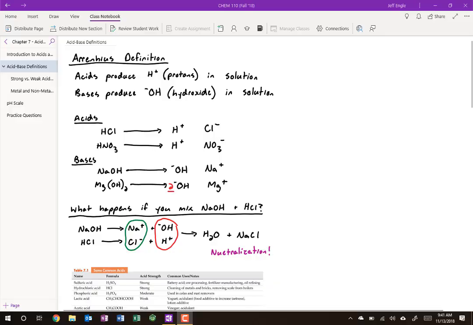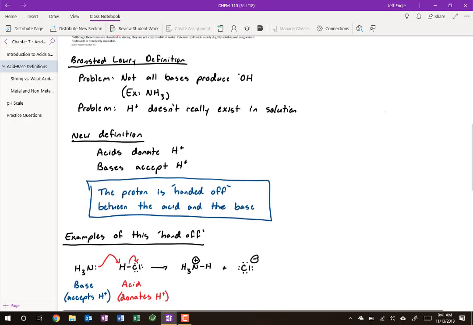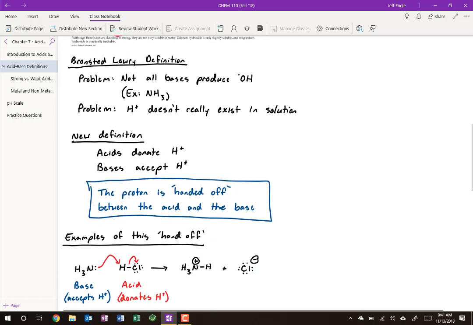All right, so on Friday we said there are a few different definitions used for acids and bases. We said Arrhenius described acids as molecules that produce protons in solution, where bases produce hydroxide anions, and then we saw examples of those. And then we saw later on that Bronsted and Lowry said, well, not all bases produce hydroxide anions. Some of them don't even have oxygen in their molecular formula, so they can't. So they came up with a new definition saying that acids donate protons and bases accept protons, and that the proton is handed off between the acid and the base in that transfer.